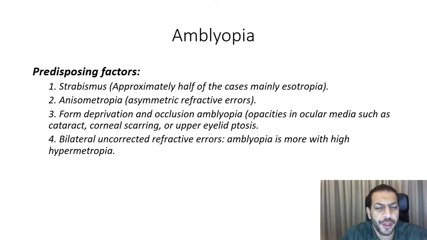Number three is form deprivation and occlusion amblyopia. Any opacity in the ocular media, such as cataract, corneal scarring, upper lid ptosis, if the lid covers the eye, all this would deprive the eye of the visual stimulation and cause amblyopia. Bilateral high uncorrected refractive error may cause amblyopia, but the error should be high, and this is actually the least common cause of amblyopia. We have to know that amblyopia only occurs in children and can be treated in children. If any of these causes of predisposing factors happen in someone who's an adult, it will not cause an amblyopia.